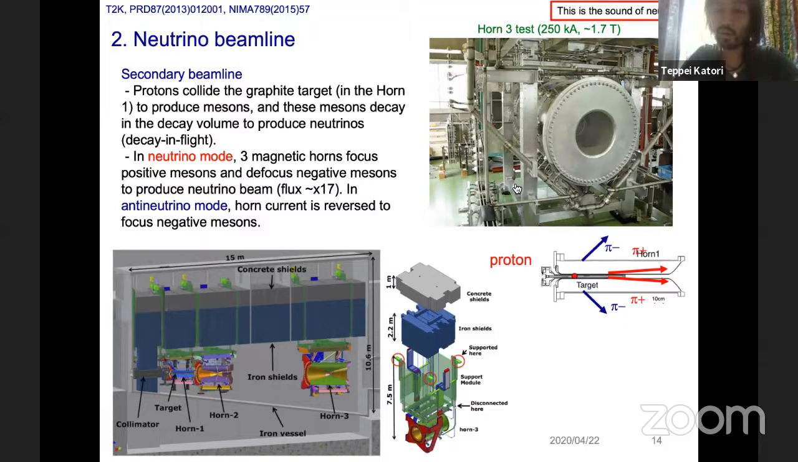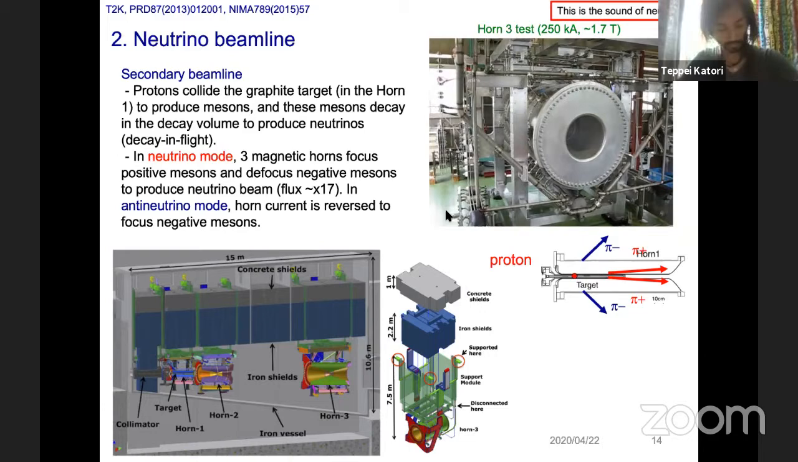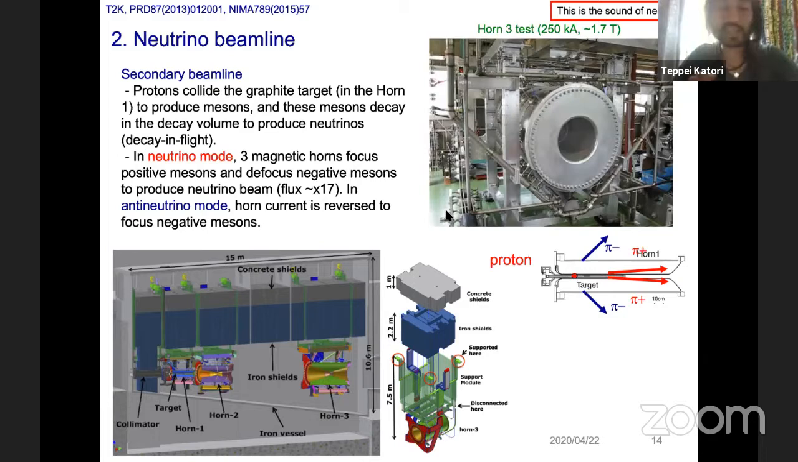So this is the sound of neutrinos, basically. Let's see if you can do this. So you see the hit every 2.5 seconds. That's the moment when the current passes through and generates this 1.7 tesla field to focus the mesons. That happens every 2.5 seconds in our experiment.